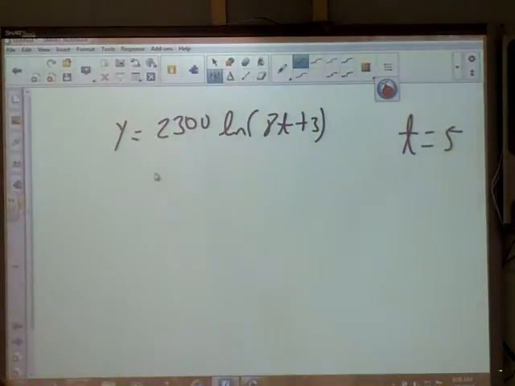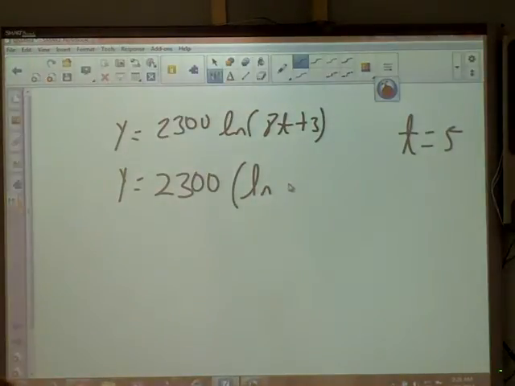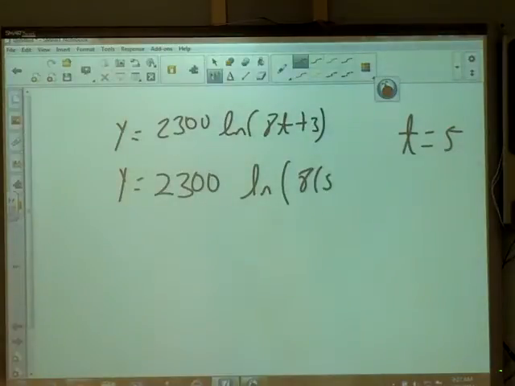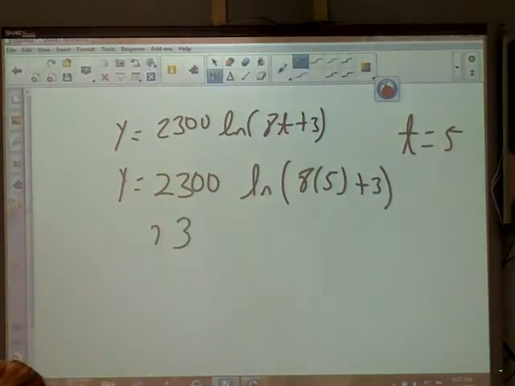So I'm just plugging a 5 in here. So y is going to equal 2300 times the natural log. Oh, I put that parentheses in the wrong spot there. Times the natural log of 8 times 5 plus 3. Now, if you're careful, you can throw that whole thing in your calculator at one time. I don't trust my button pushing skills as much as y'all, so at least I knew that that parentheses made 43. 8 times 5 is 40 plus 3 is 43. So I had 2300 times the natural log of 43.